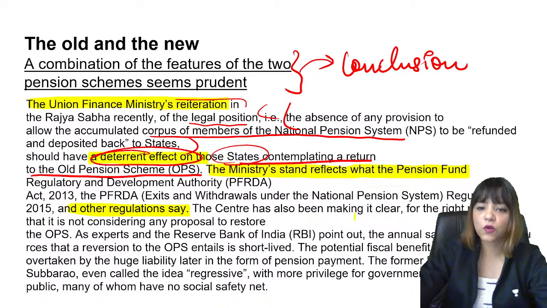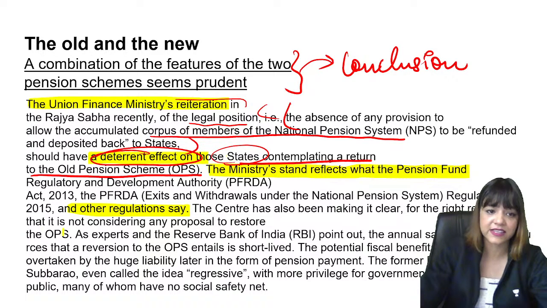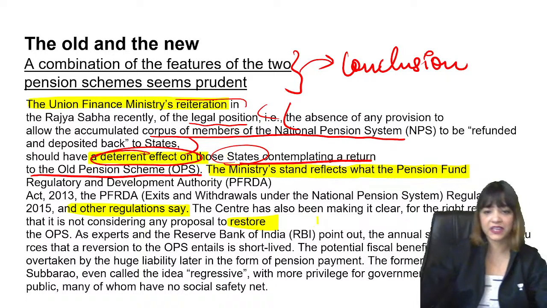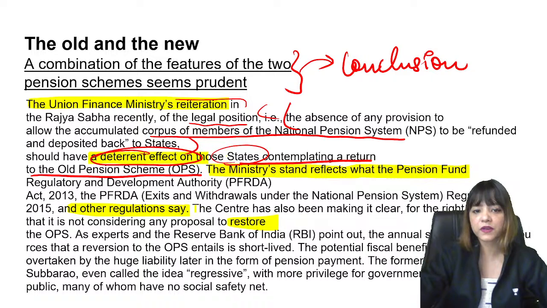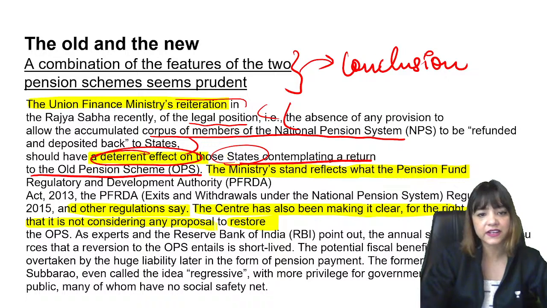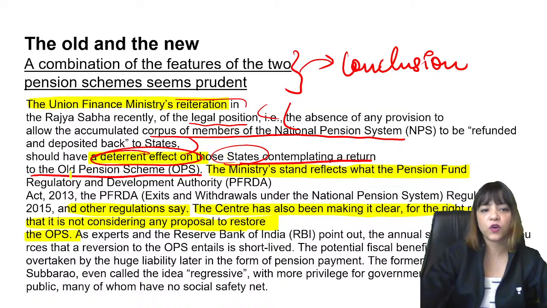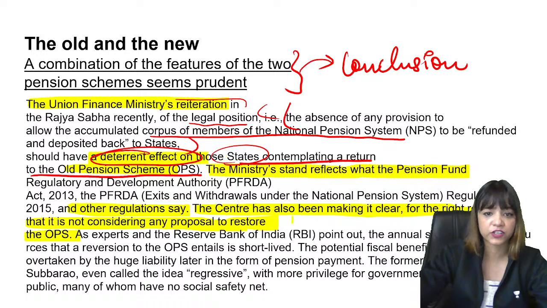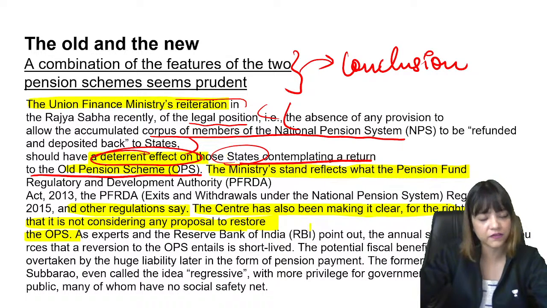ठीक है, the Centre has also been making it clear for the right reasons that it is not considering any proposal to restore the OPS. रिस्टोर करना मतलब क्या होता है किसी चीज को? The Centre has also been making clear. इसके साथ साथ और क्या सेंटर क्लियर कर रहा है? For the right reasons that it is not considering any proposal to restore the OPS. OPS को restore करने का, old pension scheme को restore करने का कोई consideration या proposal नहीं देख रहे हैं. Is not considering anything, ये भी clear कर दिया उन्होंने. ठीक है, कि पहले का जो pension scheme था उसको हम नहीं वापस से consider कर रहे हैं.